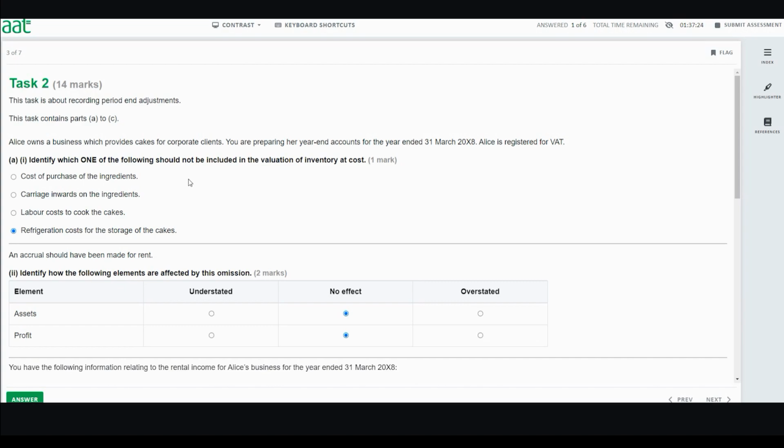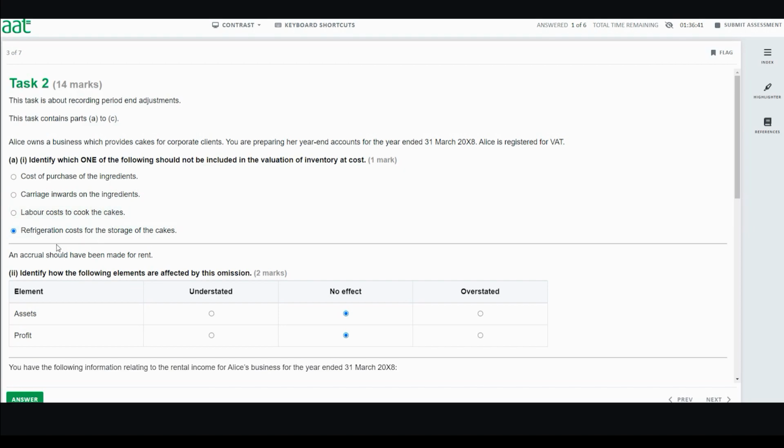Okay, but we do know that inventory has to be valued at the cost it costs us to buy them and bring it in. The cost of purchase of ingredients, we know we've got to put that into the cost. Carriage inwards of the ingredients, that's the ingredients we're paying for the carriage to get it to us. Labour costs to cook the cakes, yep, we need to put that in because that's one of our prime costs.